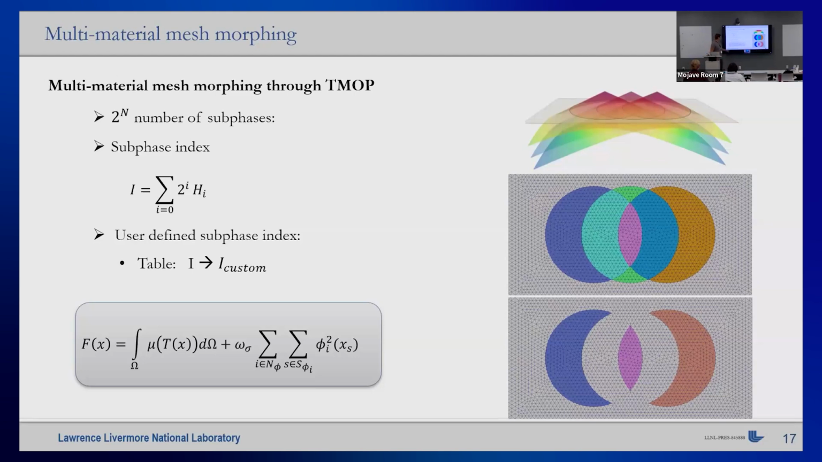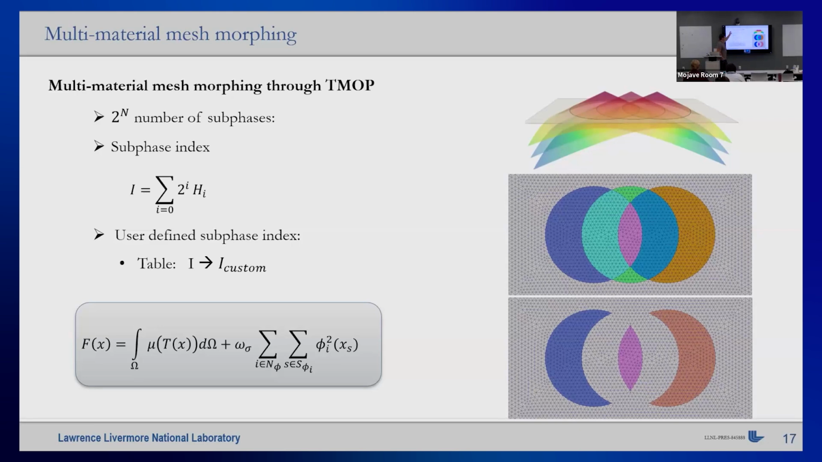And then I can expand the original TMOP formulation, the one I presented earlier. So that's the original term for the mesh quality, and this is now a fitting term for every single level set field. By doing this, we're now able to morph the mesh such that it conforms to all of these level set fields. Now, instead of assigning just one inside and outside classification to these elements, we assign this subphase index to it, which is highlighted here through these colors. In MFEM, that's just an attribute, and so we can now assign material properties to the corresponding elements.